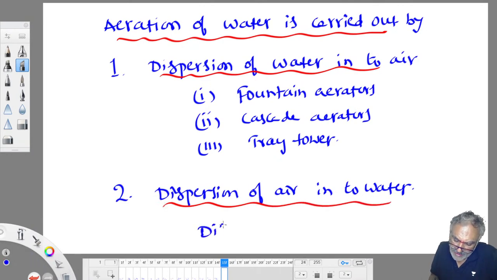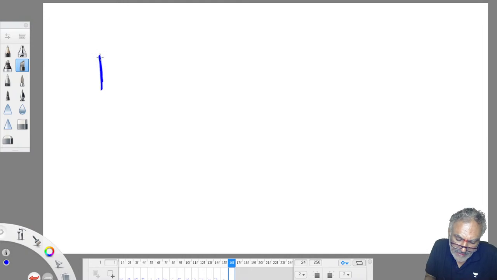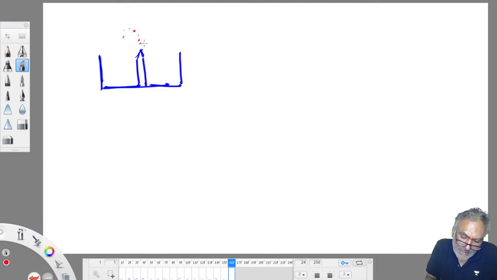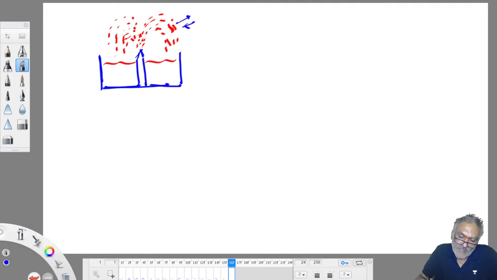This is called diffuse aeration. Diffuse aerators are used; it is only one type of technology. I'll show you how exactly it is done. In the case of fountain aerators, at the center of the fountain you will find one nozzle. A jet stream of water is broken into small droplets with the help of the nozzle and issued into the atmosphere, and again that water is collected in the basin. While in the atmosphere, something will be dissolved and something absorbed. It takes oxygen and gives up carbon dioxide and H2S. This is called a fountain aerator.